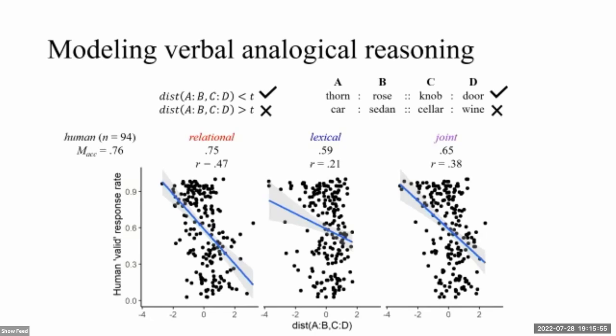Here you see that at the item level, the relational model is doing a bit better than the lexical and the joint models in accounting for item level human performance. With these two results, we conclude from the analogical reasoning simulations that the relational model, or the distance measures operating on relational information, is probably the most important in accounting for human-like performance on these problems.